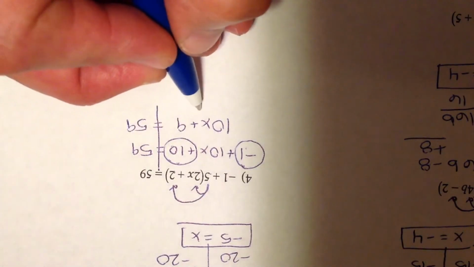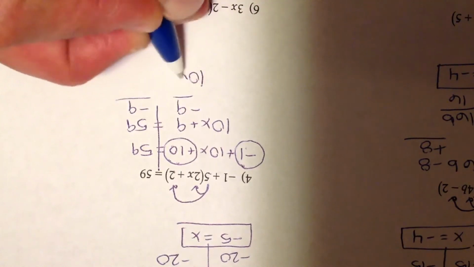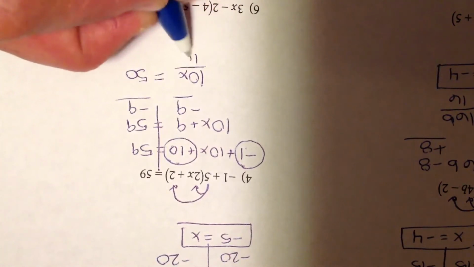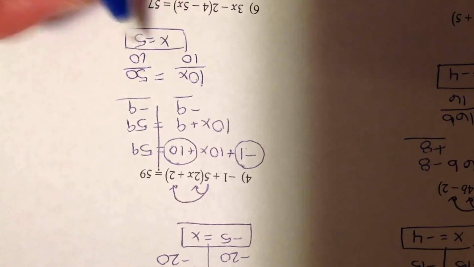Again, I get rid of the addition first by subtracting 9 from both sides. 10x is left on this side. 59 minus 9 is 50. And I divide both sides by 10, leaving me with 5. x equals 5.